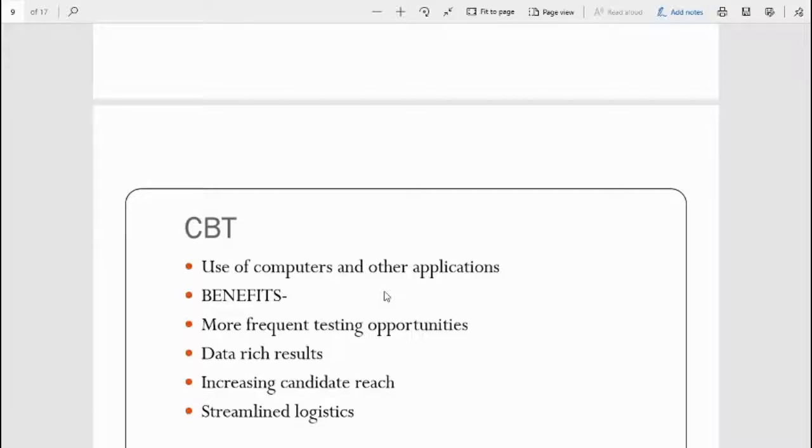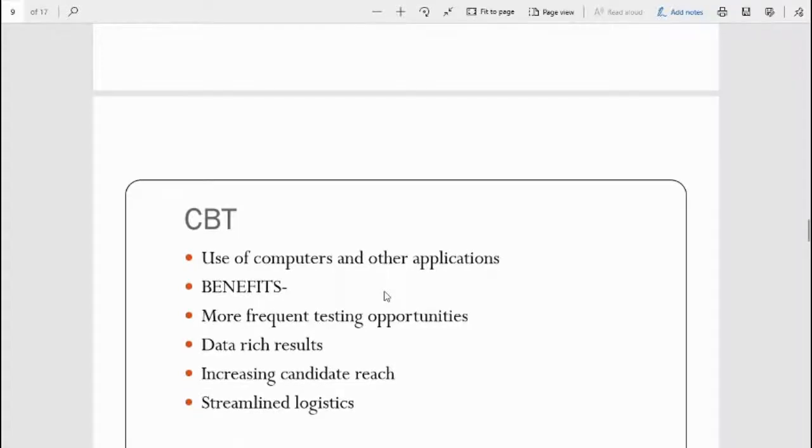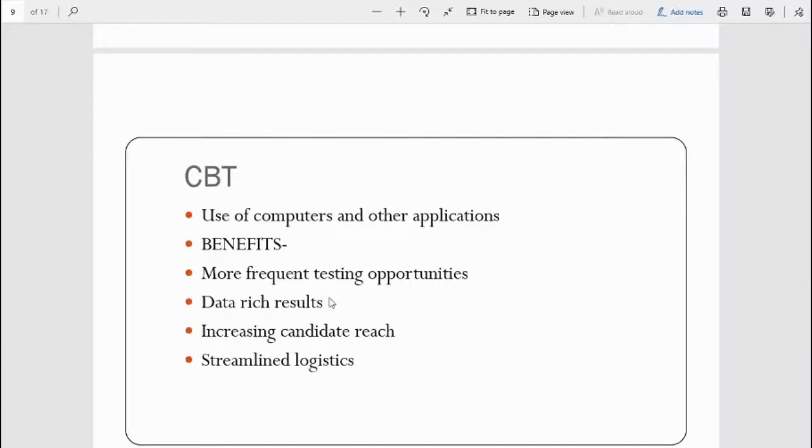Next we have CBT, computer based testing, and it has lots of benefits, and it is very much used, say, in India. Lots of entrance examinations and lots of other examinations. So first we will look into the benefits. Benefit is that it gives more frequent testing opportunities. For example, if an exam is conducted twice a year, the testing opportunities are twice, like it's frequent, after every 6 months. The next one is the results are very much data rich.